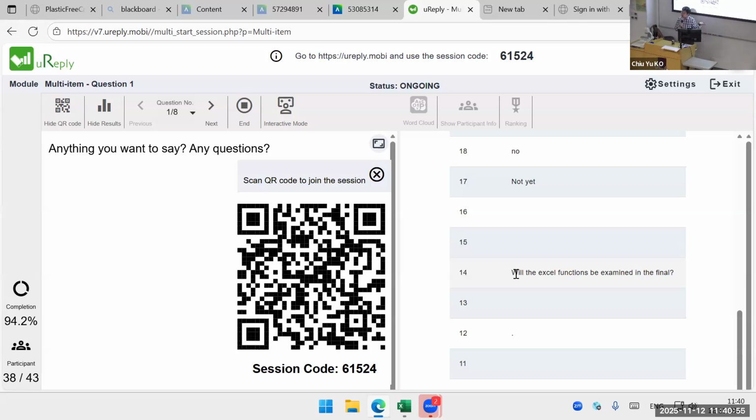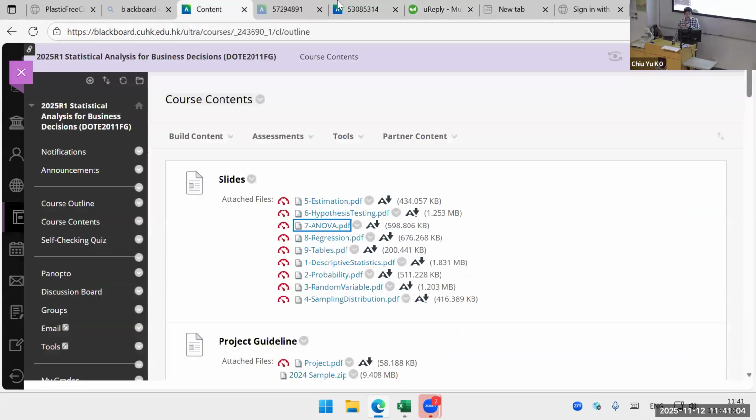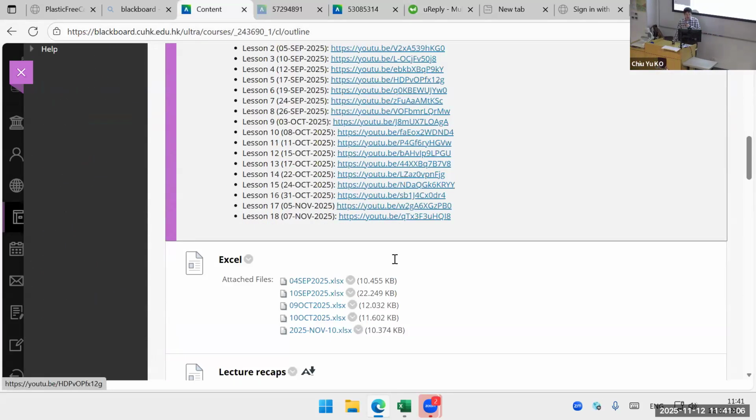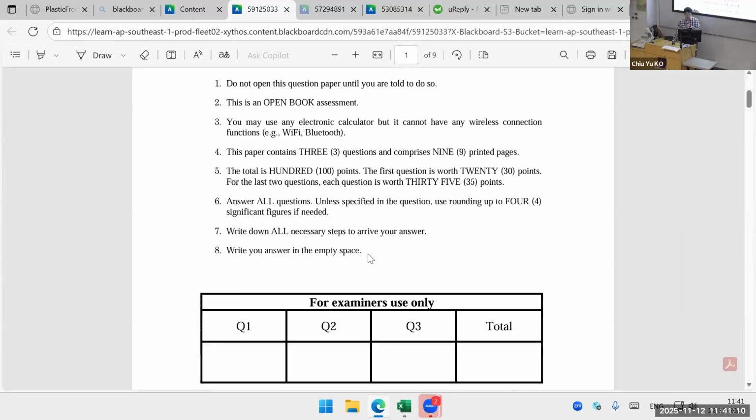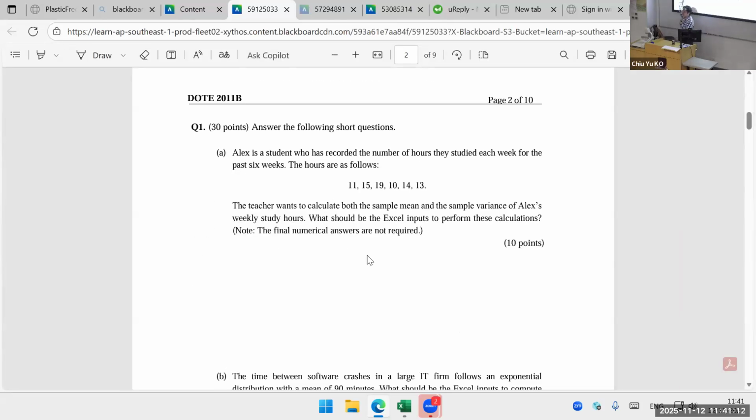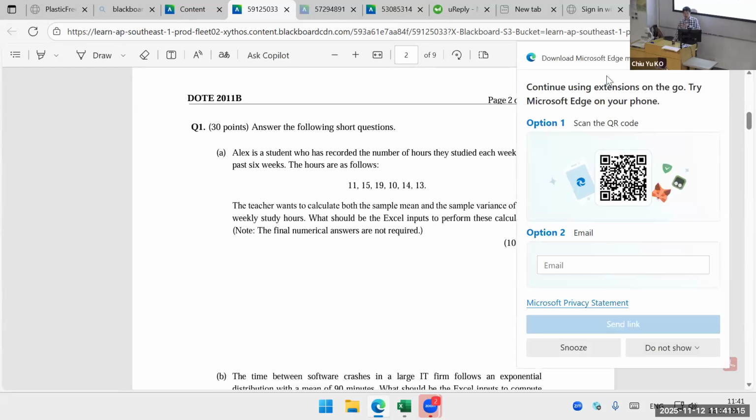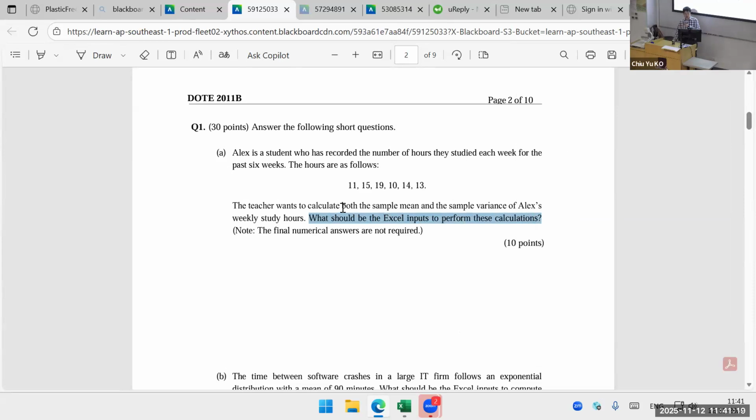I mean, you can see my previous year questions. I do ask Excel questions. Look at my last year's paper, exactly the very first question I asked. I don't ask you to do a calculation. What is the Excel input to calculate the sample mean and sample variance? If you haven't tried to read that, it's okay.